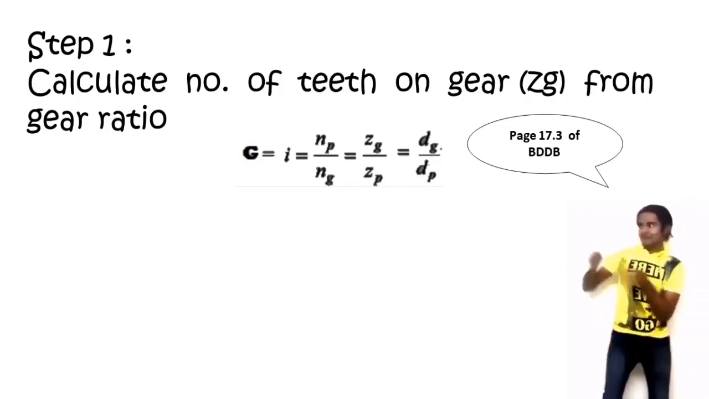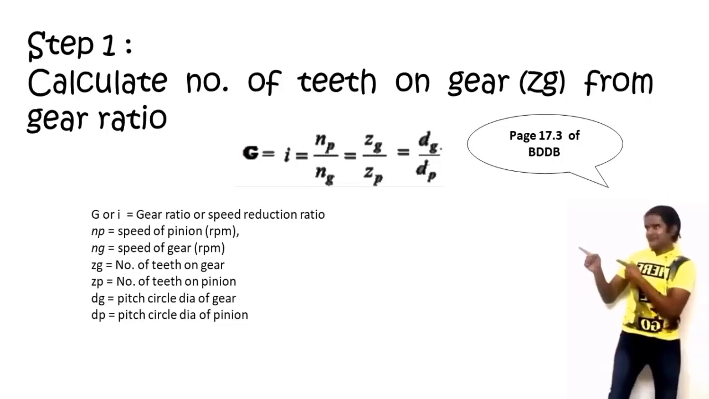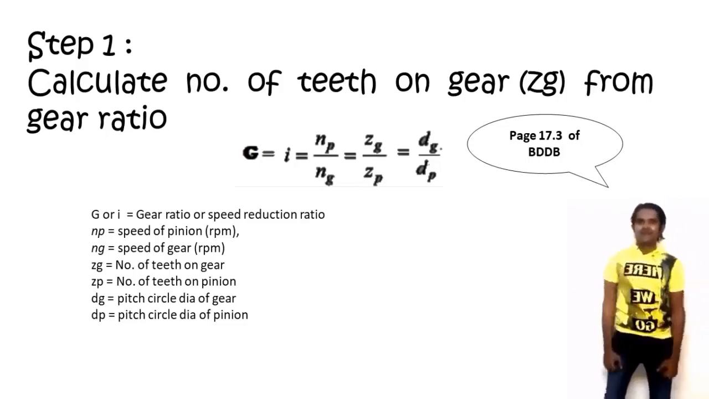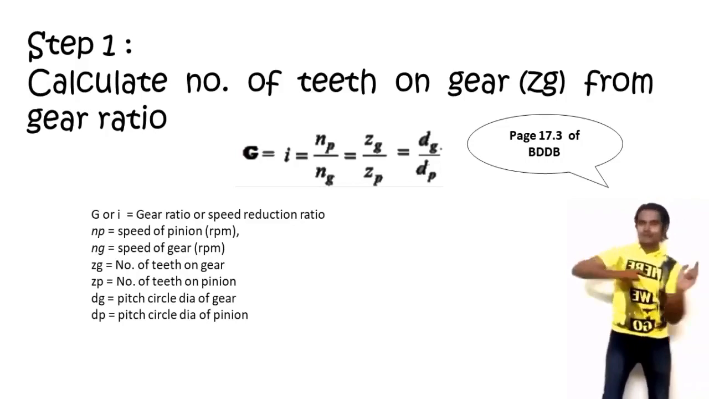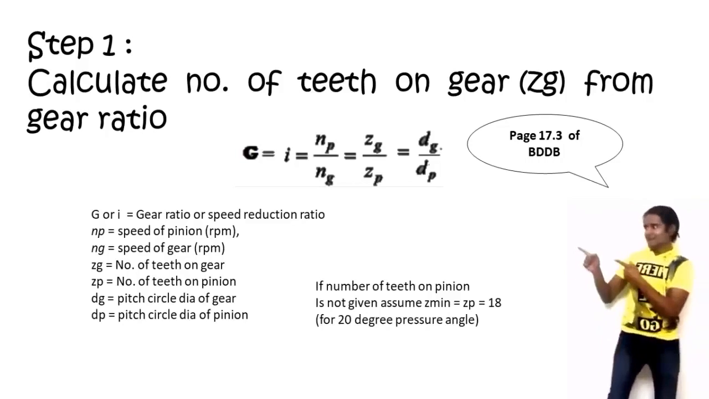I is NP upon NG is ZG upon ZP, where G or I is the gear ratio or speed reduction ratio, NP is the speed of pinion in RPM, NG is the speed of gear in RPM, ZG is the number of teeth on gear, ZP is the number of teeth on pinion, and DG and DP are the pitch circle diameters of gear and pinion.